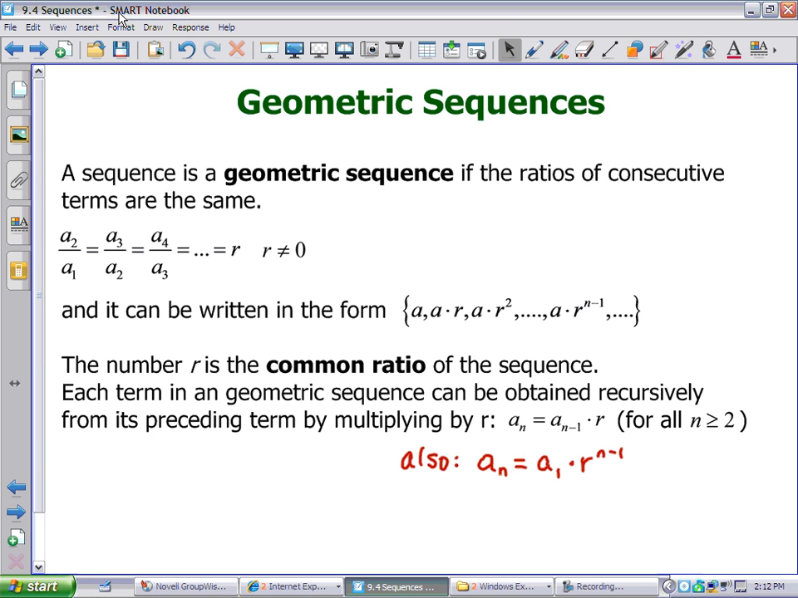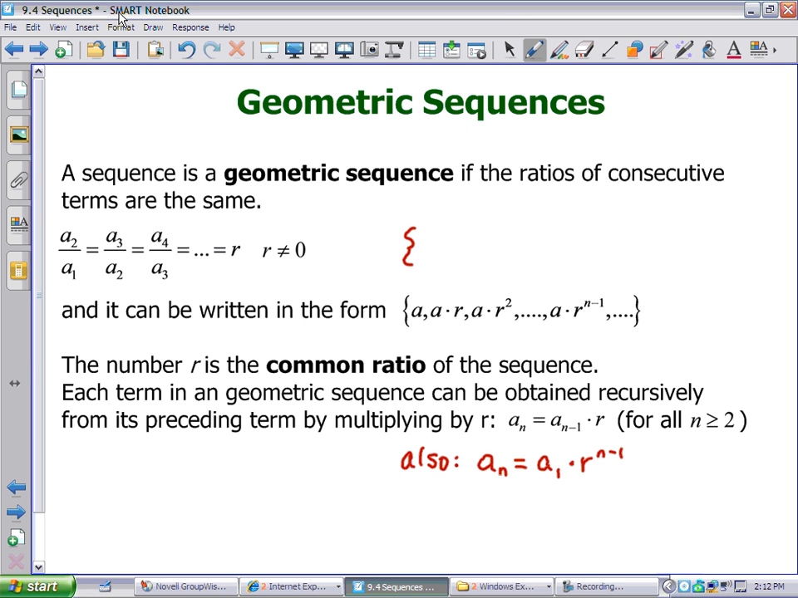So we have a sub 2 divided by a sub 1. That's going to give you an r. It should be the same if you take a sub 3 and divide it by a sub 2, or a sub 4 divided by a sub 3, and so on and so forth. R cannot be 0. You cannot have a common ratio of 0. It can be written in the form a, then a times r, then a times r squared, and so on.